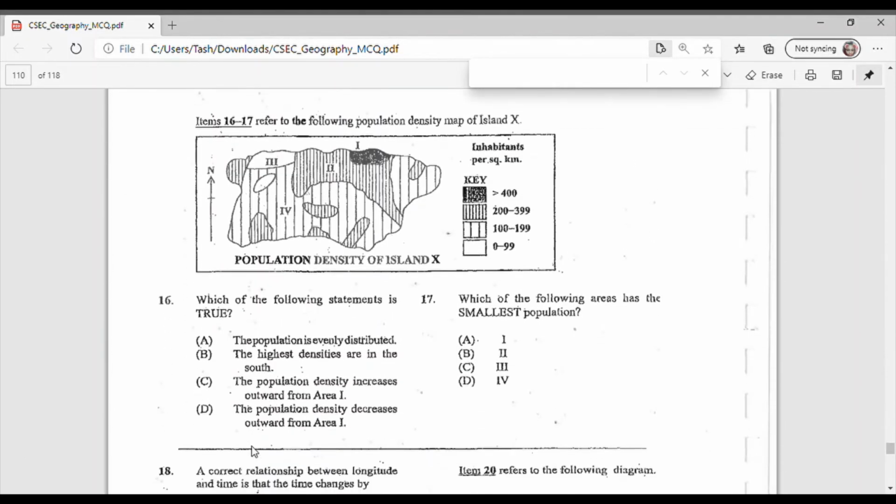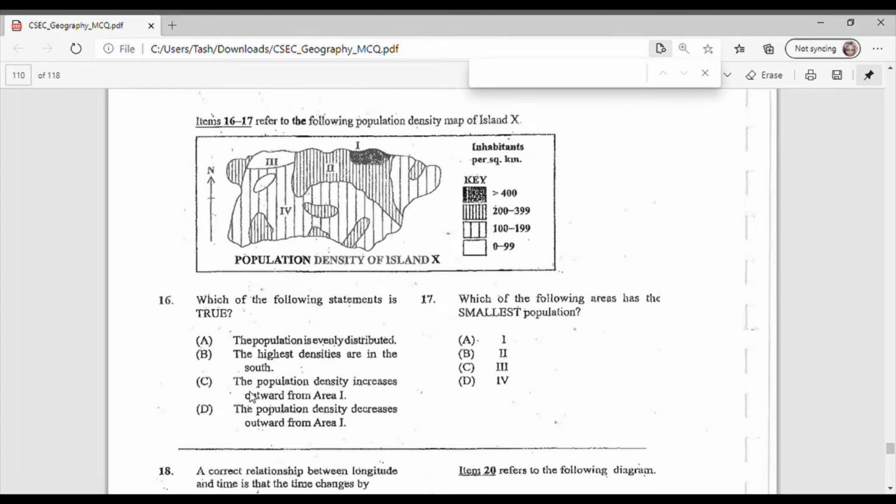Number 16, items 16 to 17 refer to the following population density map of island X. 16, which of the following statements is true? A, the population is evenly distributed. No, it is not, or we would not have these patches here. B, the highest densities are in the south. So based on this north line here, the south would have been here. Highest density is the darkest spot based on the key. So no, it would not be letter B either.